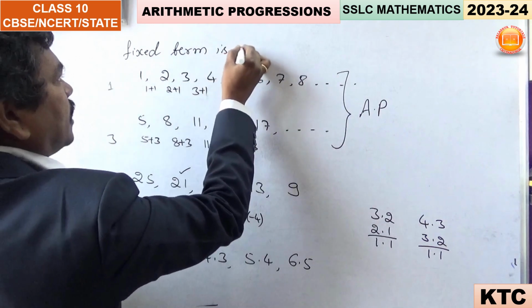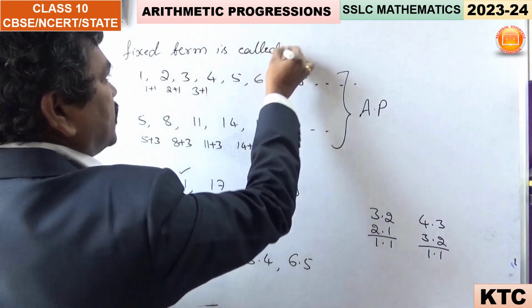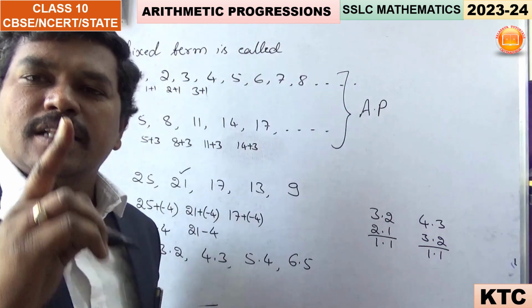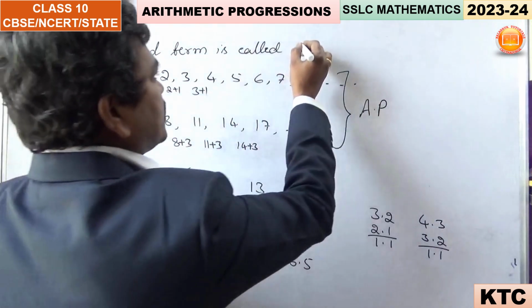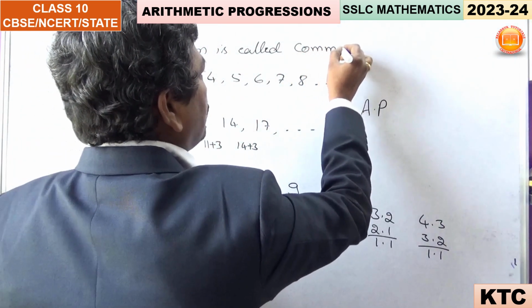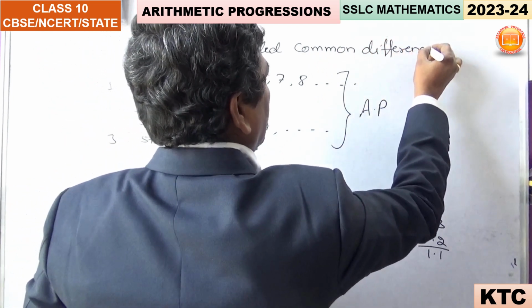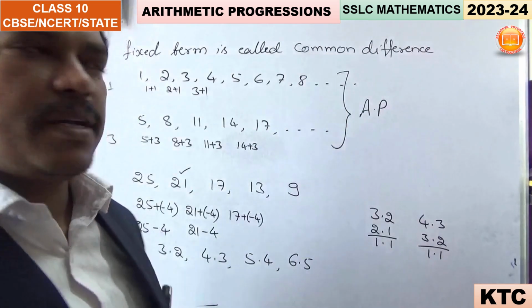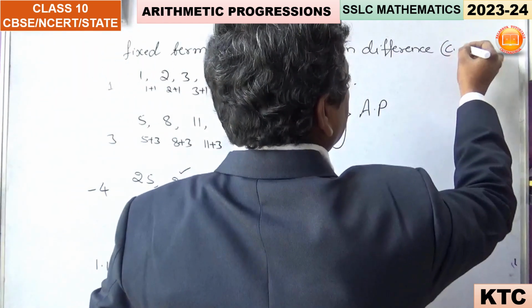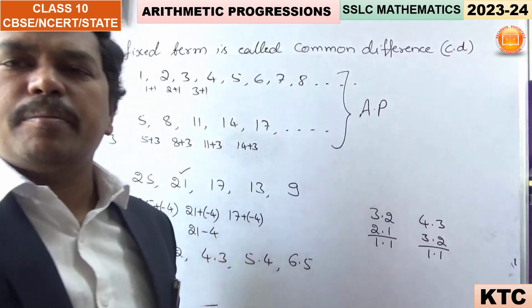The fixed term is called what? That is the common difference. The fixed term is called the common difference. We have to write the shortcut form, that is CD. This is the CD, common difference.